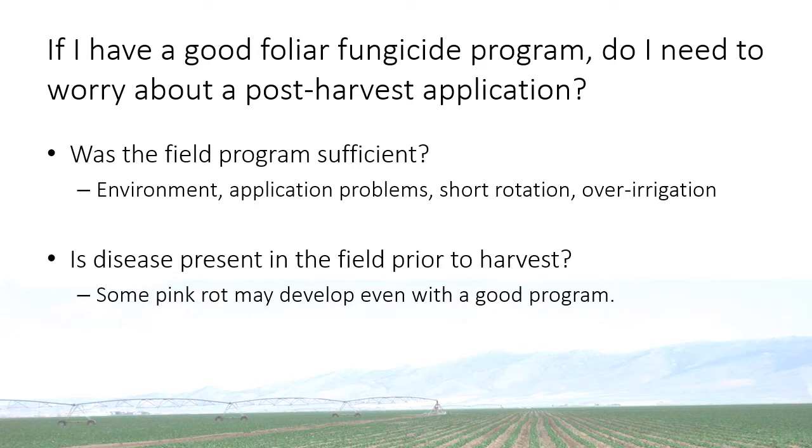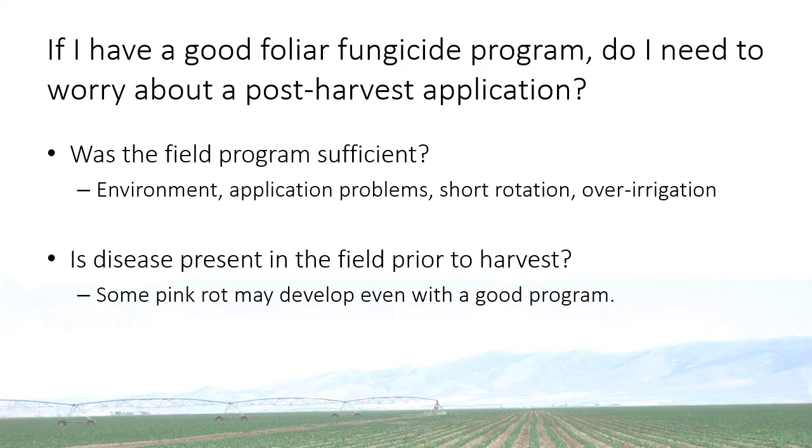There are many reasons that might explain why a foliar program of, say, either a mefenoxam-based product or phosphites, or even, let's say, you're using Orondis Gold, maybe it wasn't 100% effective. There could be environmental issues, application problems. Maybe you're on a short rotation, so the fungicides aren't going to give you 100% disease control. Perhaps you've over-irrigated. I know no one likes to admit that, but it does happen. Under these conditions, maybe you still have pink rot when it comes time to harvest.